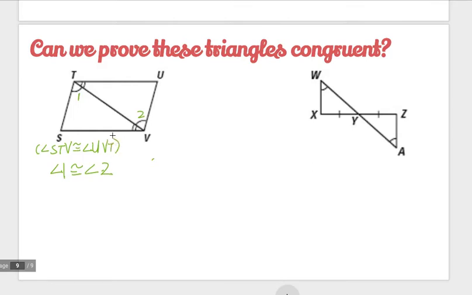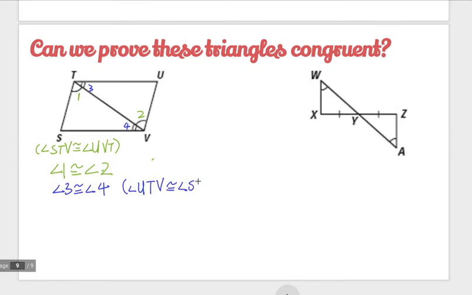So that's one part. And also I see the two marks here, so let's use a different color. Then let's label 3, 4. So angle 3 is congruent to angle 4. Again, if you want to use three letters here, I can put angle UTV is congruent to SVT.